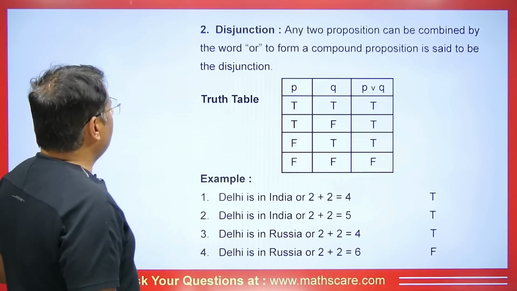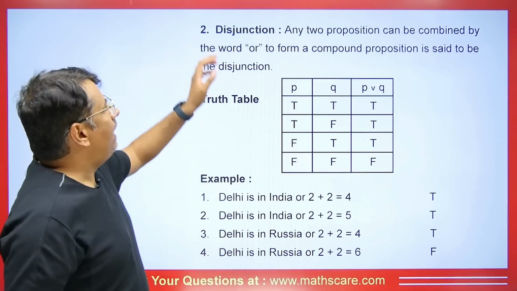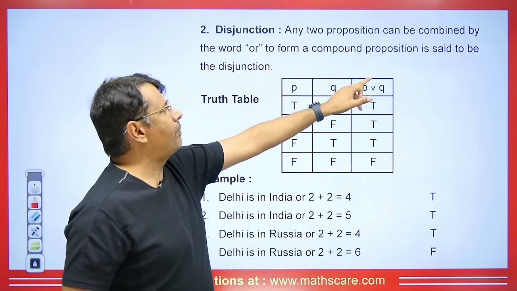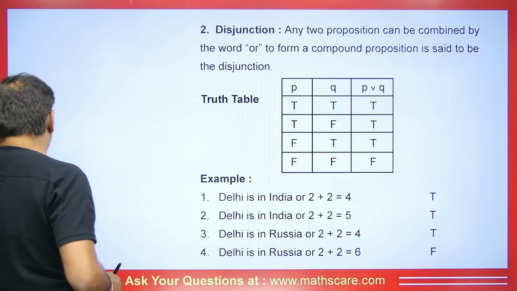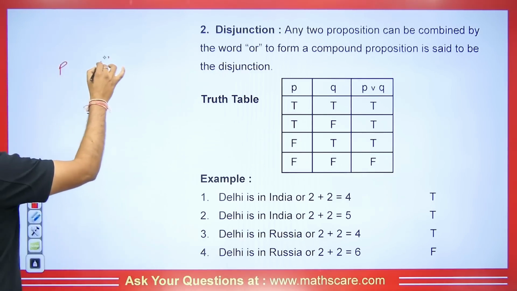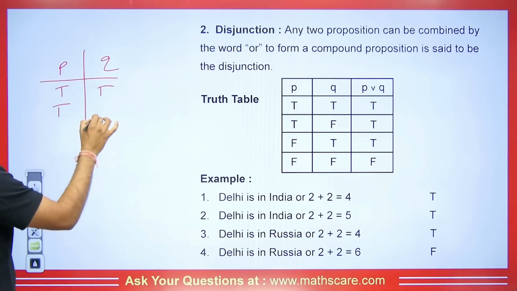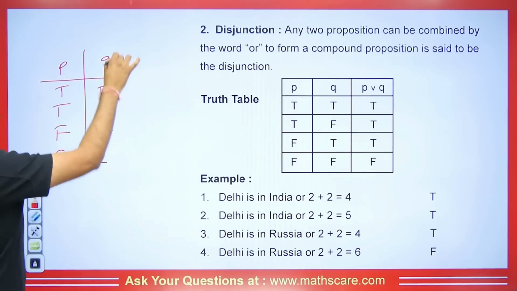Let's move on. Now let's talk about disjunction. Here the word "or" is always used. Any two propositions can be combined by the word "or" to form a compound proposition, and it is said to be the disjunction. Suppose that I want to talk about two statements P and Q. This is P and this is Q. What are the possibilities? Either both are true, or this is true and this is false, or this is false and this is true, or both are false.